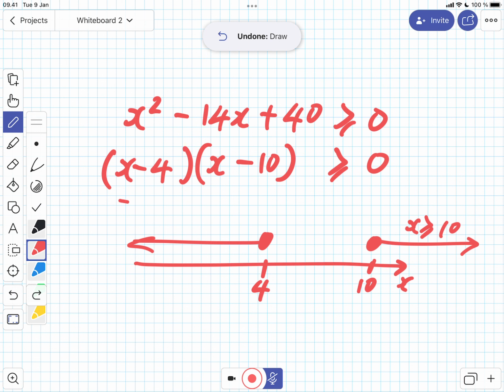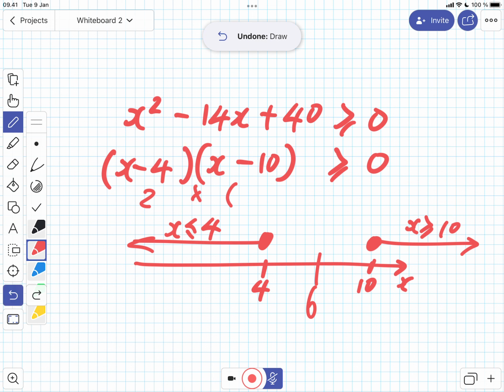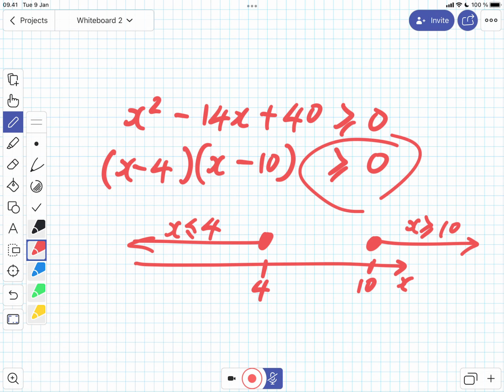So the whole thing is certainly true when x is less than or equal to 4, because a negative times a negative would give you a positive. It would give you something that's greater than or equal to 0. Let's just check it doesn't work in between. So let's say when x is 6, 6 is a bit lower down than that, isn't it? Never mind. But when x is 6, you get 2 times minus 4, which would be a negative. So in between 4 and 10, you'd get one positive bracket and one negative bracket multiplying together to give you a negative. So the whole thing wouldn't be greater than 0 as we require it to be.